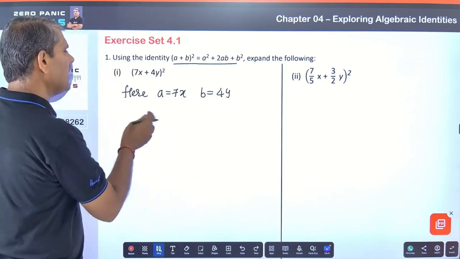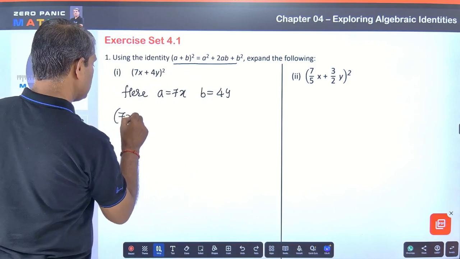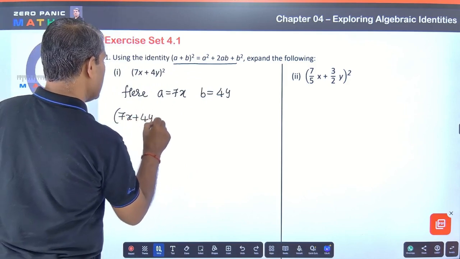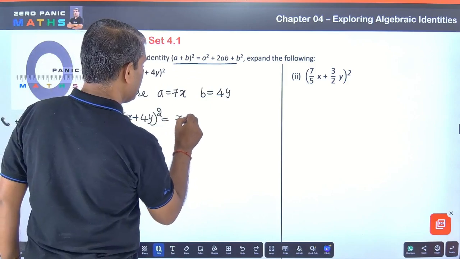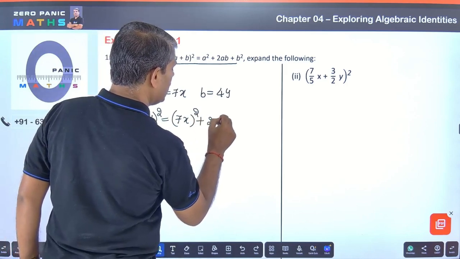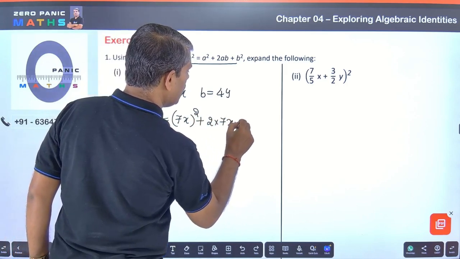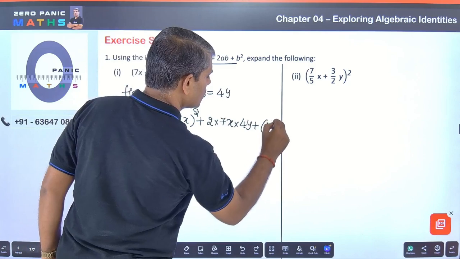If you want, you can write it, or you can directly expand this (7x + 4y) as (a + b) whole square. That is (7x) whole square, that is a square, plus 2 into 7x into 4y, plus (4y) whole square. Correct?